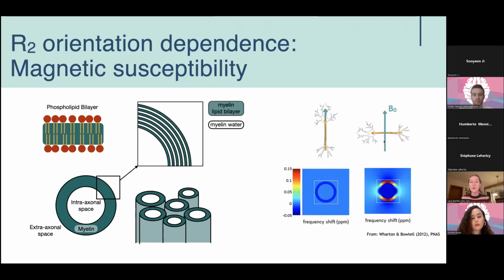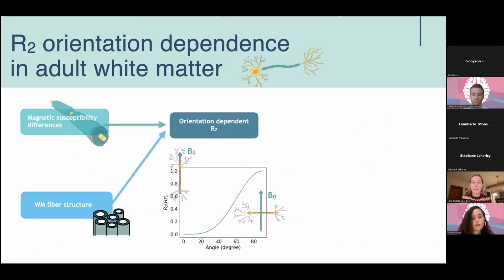And the closer you get to a perpendicular orientation, the more inhomogeneous the field surrounding this axon becomes. And when we have field inhomogeneities, we also have accelerated relaxation, and that's how that parameter is affected by orientation dependence. This combination of magnetic susceptibility differences of myelin in association with this highly anisotropic structure of white matter then gives rise to this orientation dependence in R2, where the relaxation rate is lowest at parallel orientation and highest when we have a lot of inhomogeneities at the perpendicular orientation.